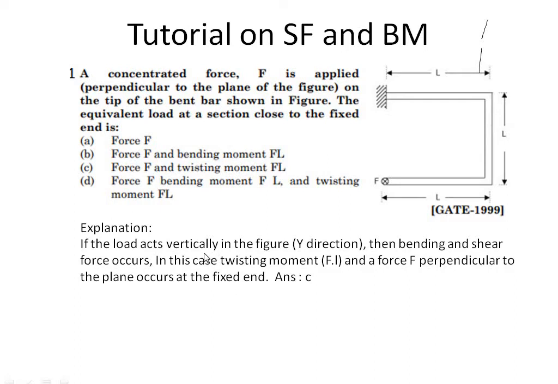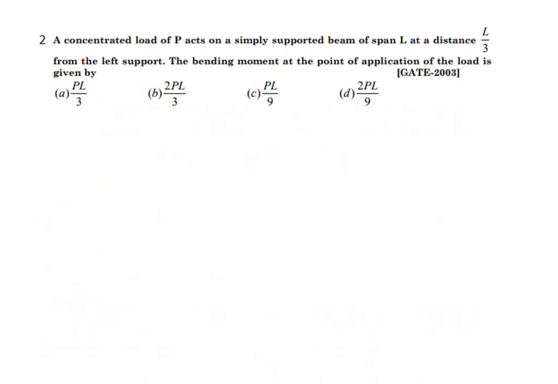Right. So whatever I said is written here. If the load acts vertically, then bending and shear force occurs. Right. In case of twisting moment, a force perpendicular to the plane occurs and at the fixed end C. Right, twisting moment and force occurs now. So let's go to the second problem.